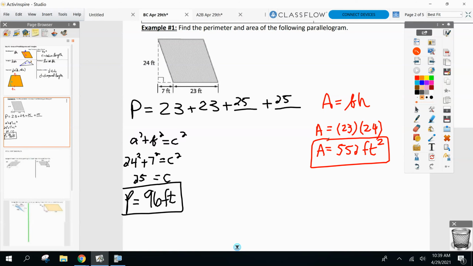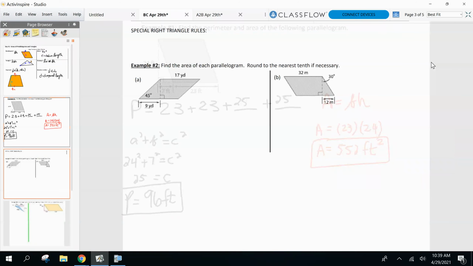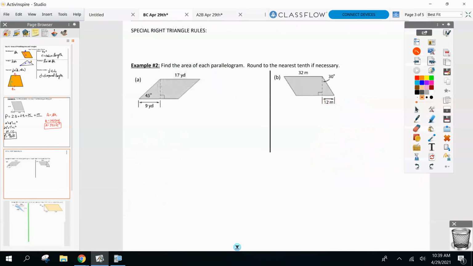Here's why I love this unit, and you'll probably hate it, because we do have to review a few things from the previous 30 weeks we've had together, including 45-45-90 and 30-60-90. We do have to remember those rules, because as you can see in parts A and B, those are the types of triangles we're going to work with. So before I get into them, let's review our 45-45-90 rules, because I'm going to have to use those right away in part A.